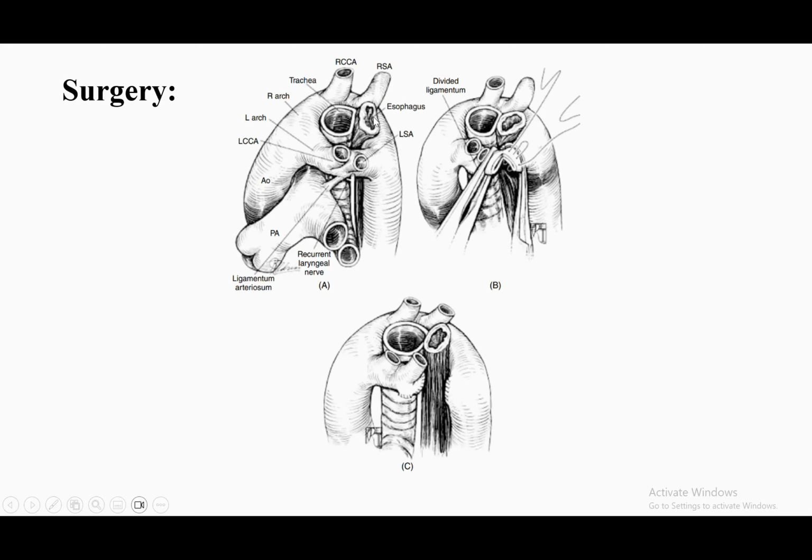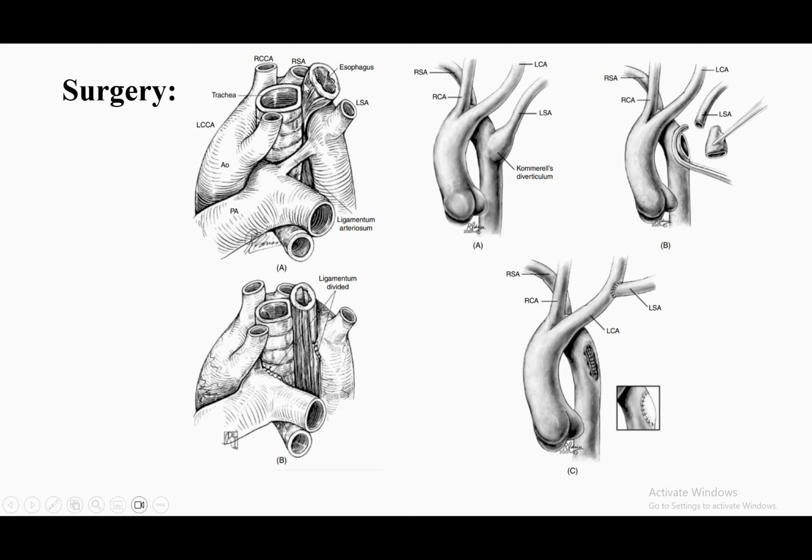So for example, in this complete vascular ring, there are two arches. So one of them is transected, and then we should make sure that the perfusion is not compromised, especially to the head. This is the case of incomplete ring due to ligamentum arteriosum. So the ligamentum is transected. This is a case in which the left subclavian artery is aberrant, so it is transected from here and then implanted in the left common carotid artery.